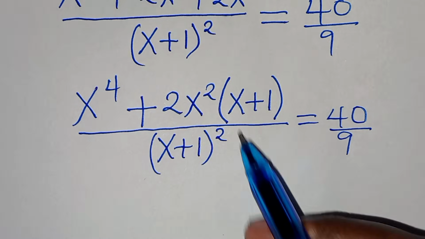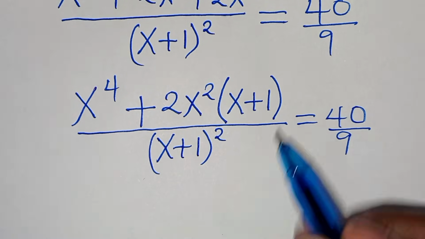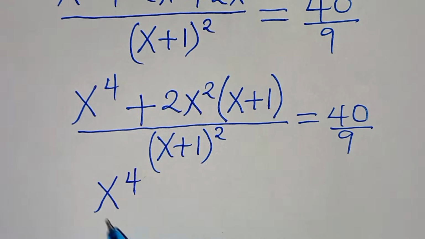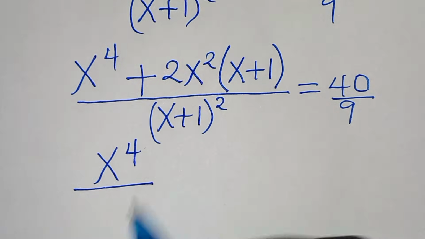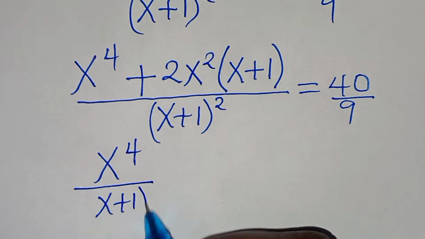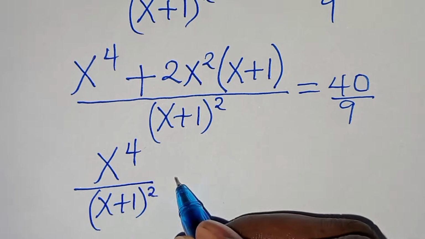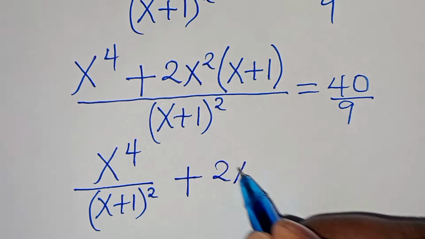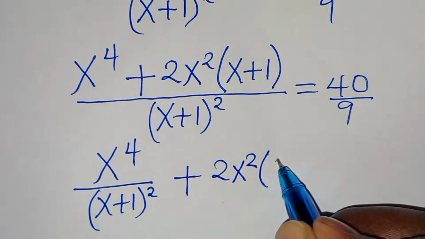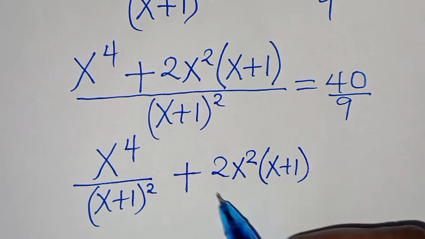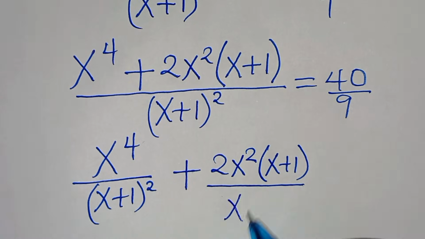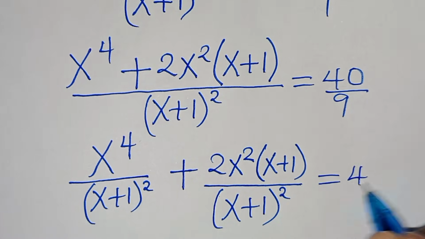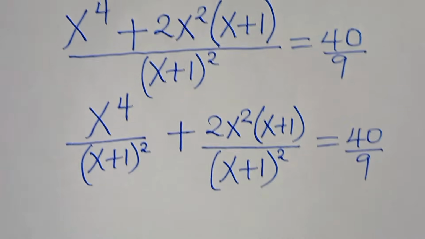Now, the next step from here, we have x to the power of 4 divided by (x plus 1) raised to the power of 2, then plus, now here we have 2x to the power of 2 into the parentheses. This is (x plus 1) divided by (x plus 1) to the power of 2. This is equal to 40 over 9.